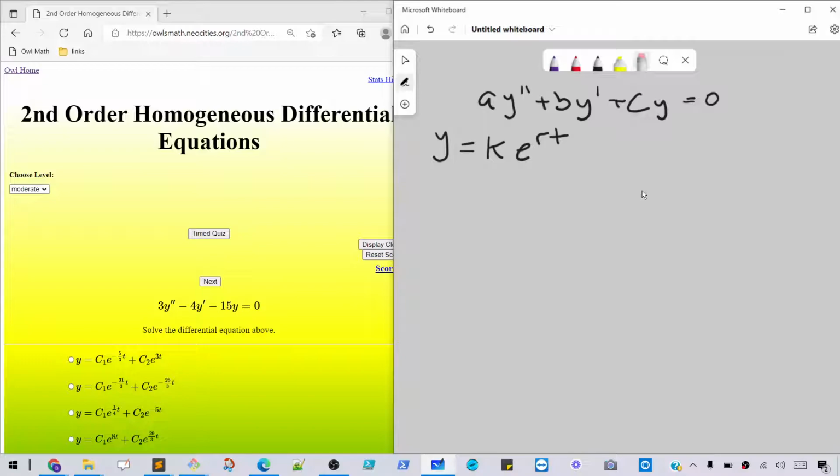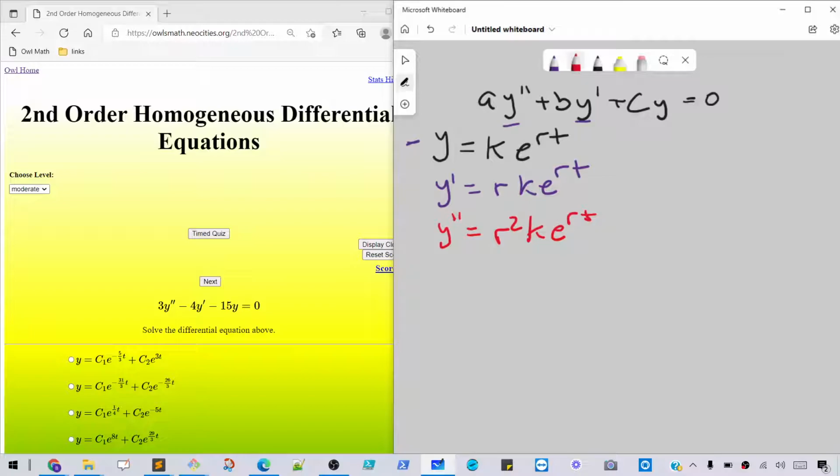So going with this assumption that y is going to be of this form, from that we can take the first and second derivatives. We're going to need that for our equation. The first derivative is going to be r k e^(rt), just using the chain rule. And the second derivative is going to be r squared k e^(rt), again using the chain rule.